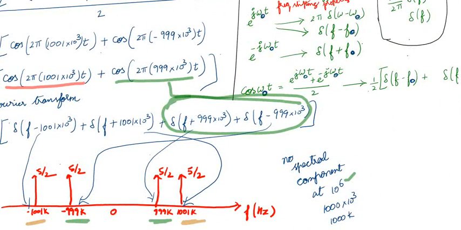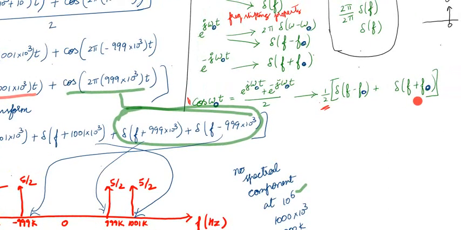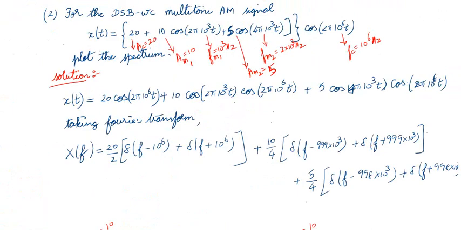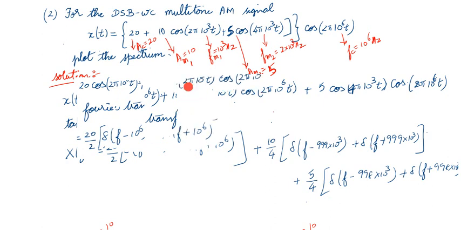Cos omega naught t, the spectrum is 1 by 2. Here the amplitude is 1, so it is 1 by 2 we are getting: 1 by 2 del of f minus f naught plus del of f plus f naught. In this case the amplitude is 20, so 20 divided by 2, and f naught is 10 power 6, so del of f minus 10 power 6 plus del of f plus 10 power 6. Then what about this cos a cos b? It will be cos of a plus b plus cos of a minus b, divided by 2.